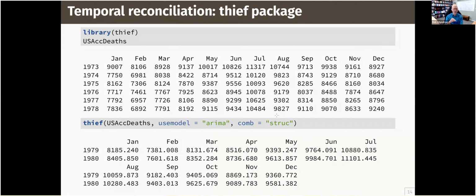It's forecast all of them using ARIMA models. It's reconciled them all, and it's given me back only the bottom level reconciled forecasts, because if I want the others, I can construct them from those.